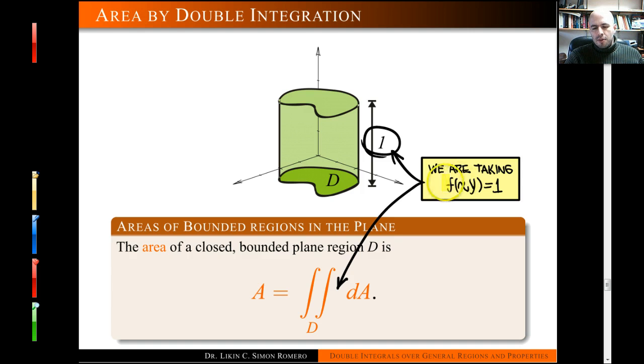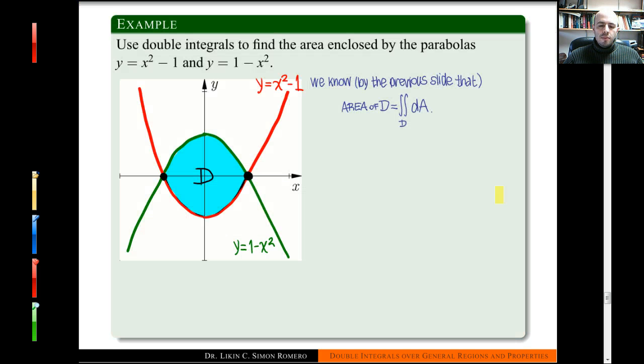Notice that in this case we're taking the function to be the constant function 1. Let me give you an example. If you want to use double integrals to find the area enclosed by the parabolas y equals x squared minus 1 and y equals 1 minus x squared, the thing that you do is the following. We have these two parabolas here.